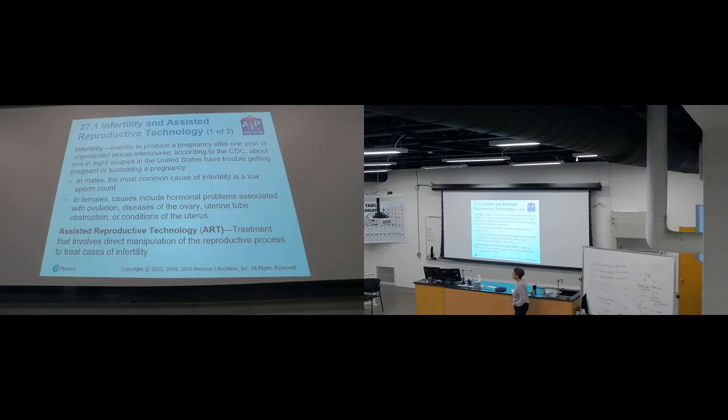So in males, the most common cause will be low sperm count. In females will be hormonal problems. Maybe the female doesn't produce enough LH. LH is luteinizing hormone that leads to ovulation on day 14. Maybe FSH. FSH is the one that makes these primordial follicles become primary follicles, secondary, and then maturation of these oocytes. And then diseases of the ovary, obstruction of the uterine horns, maybe due to an STD.